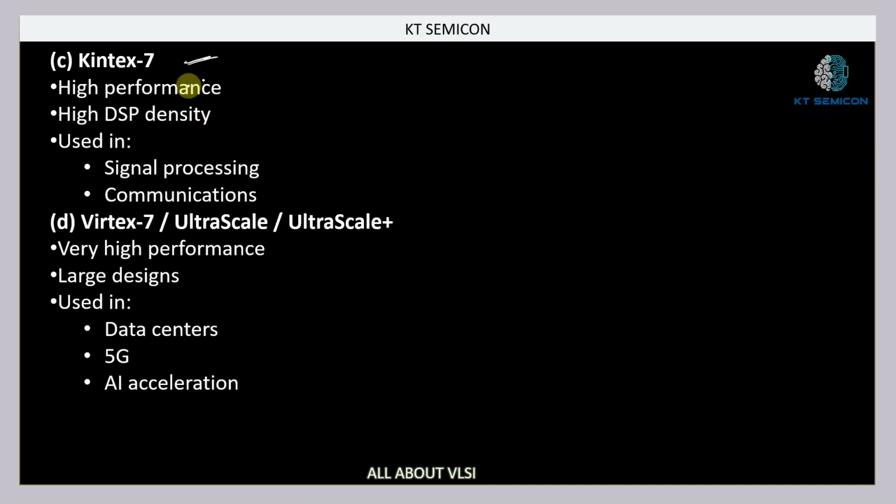Now I also have Kintex, which is very high performance, and it has DSP blocks present inside it, and it can be used for signal processing and communications. And we have Vertex, which is also high performance, and it is used in data centers, 5G, and AI acceleration.